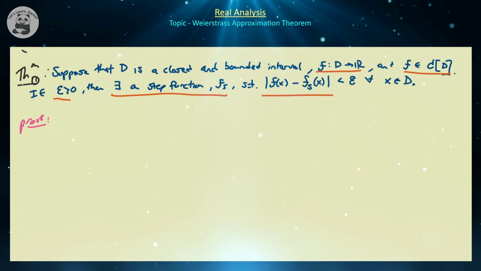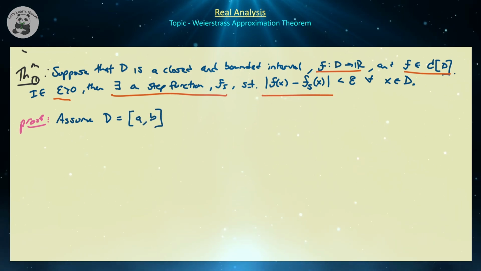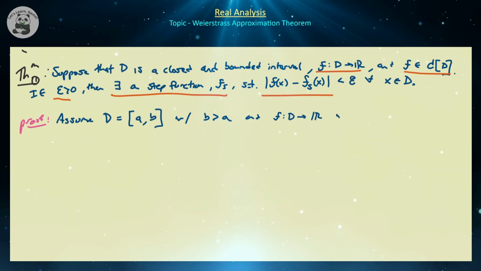Proof. Let's give a name to our closed and bounded interval. Let's assume that D is equal to the closed interval [a,b]. And let's assume, without loss of generality, that b is greater than a. If b is equal to a, then that's not very exciting now, is it? And let's assume that f maps D to R with f continuous on this closed and bounded interval D.